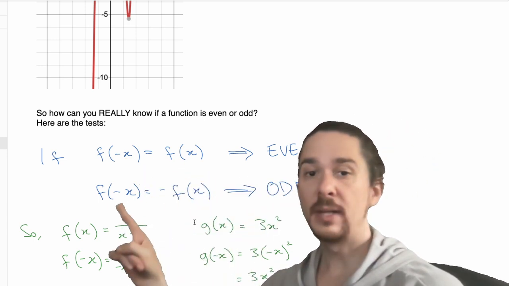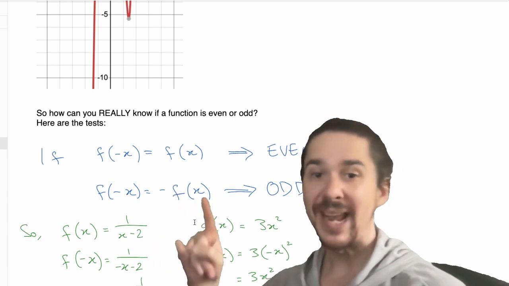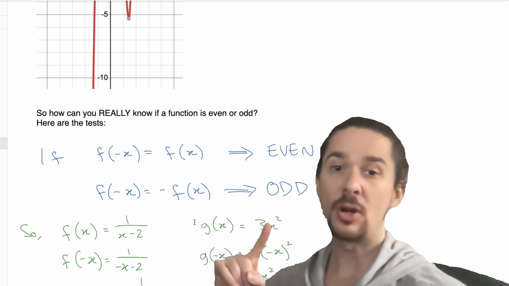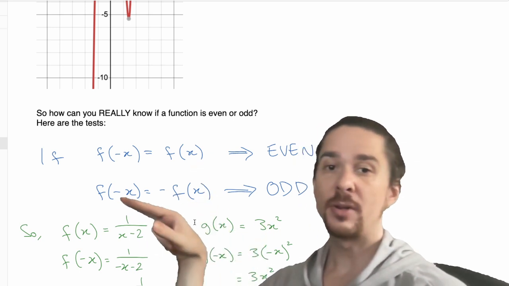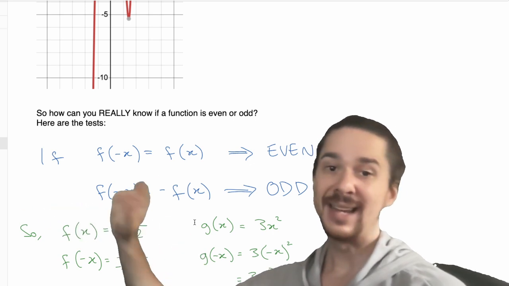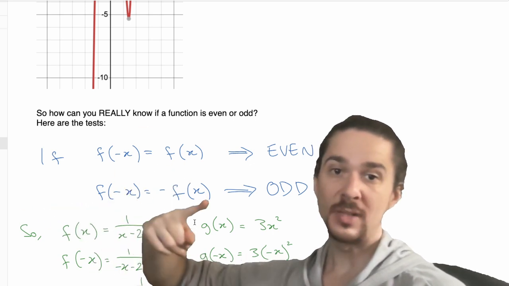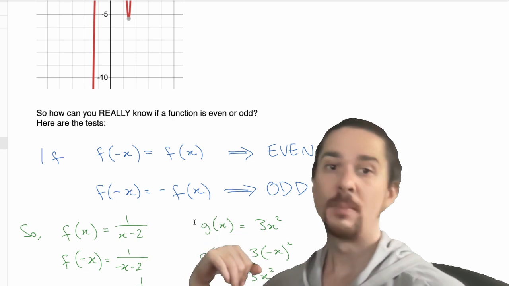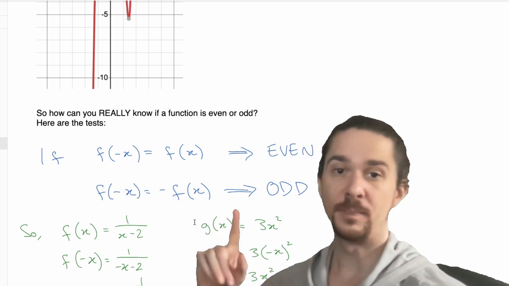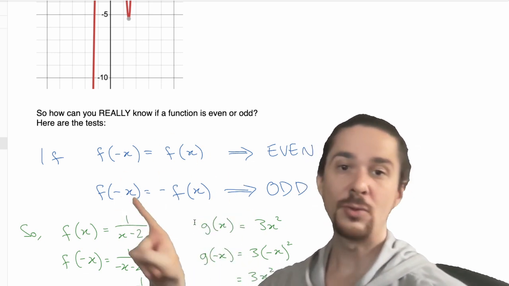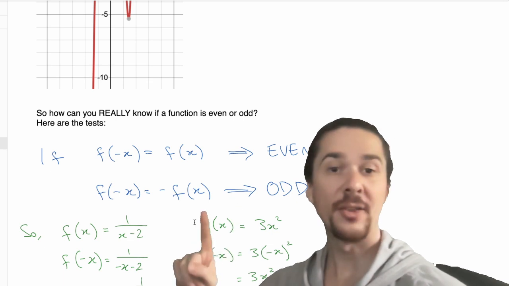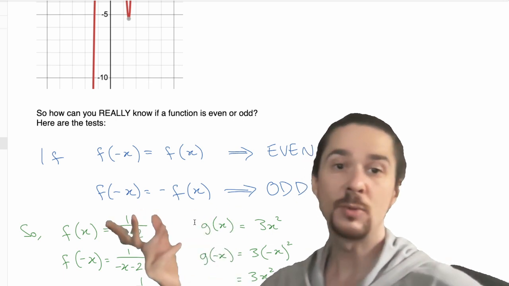However, if you put in that negative x and you get the negative of the original function, it is odd, which means that what's happening on the negative x half of the plane is upside down from what's happening on the positive x part of the plane. That's an odd function. Anything that doesn't give you one of these results is neither even nor odd. So let's have a look at some quick examples.